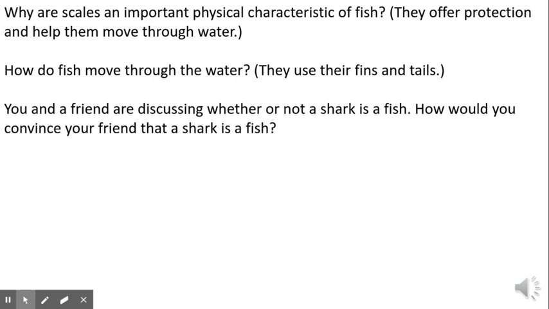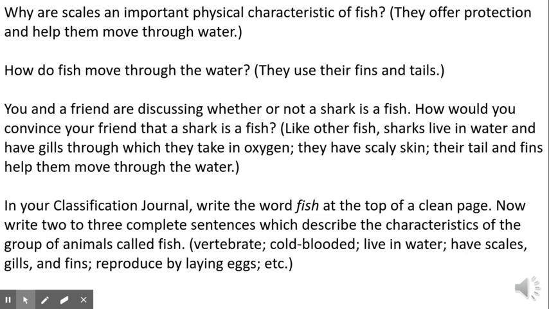You and a friend are discussing whether or not a shark is a fish. How would you convince your friend that a shark is a fish? What would you tell your friend? Like other fish, sharks live in water and have gills through which they take in oxygen. They have scaly skin. Their tails and fins help them move through the water.